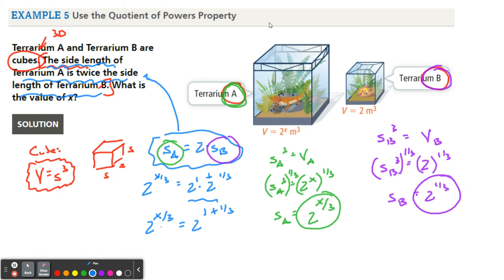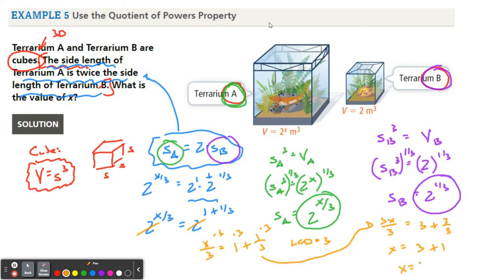And now I have like bases, so I can drop the bases. So let's use orange now. I can drop the 2's, and now I can say x over 3 equals 1 plus 1 over 3. You only have one denominator, which is a 3, so that's your LCD. So multiply everything by 3. So I'm going to come over here. So this is 3x over 3 equals 3 plus 3 over 3. The 3's cancel. You have x equals 3 plus 1. And 3 plus 1 is 4. And there is your value of x, 4.